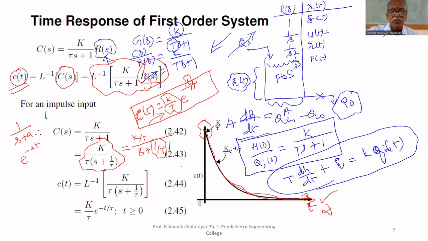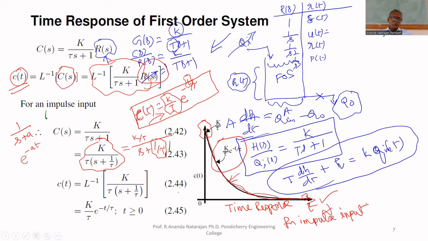This is the time response of the system. What is the waveform of this response? k by tau e power minus t by tau is the waveform. This is the time response for impulse input.